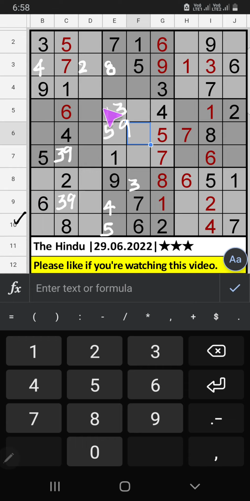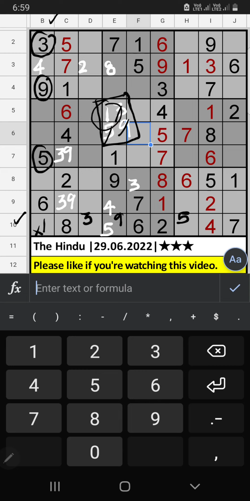10th row, 4 numbers are remaining: 1, 3, 5, 9. Column B, we have 3, 9, 5. Those 3 numbers can't come in 3 cells. It will come in one of the 3 cells. We will confirm later. Then only one number is remaining, 1. 1 is confirmed here.